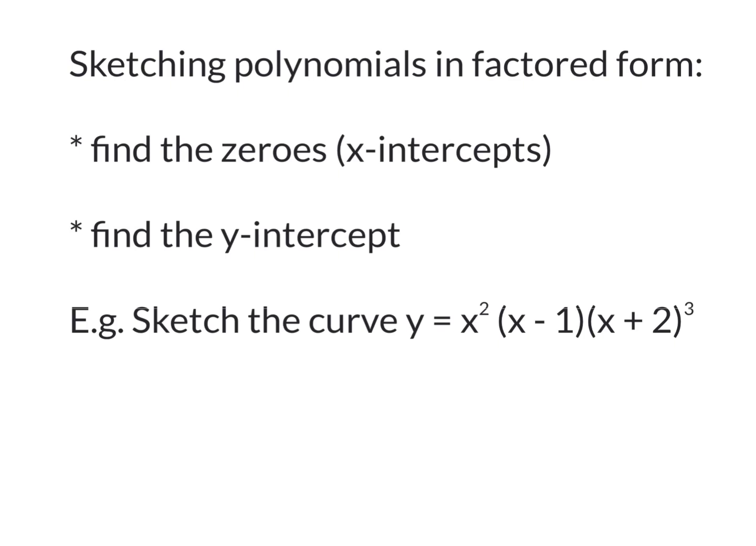So when we sketch polynomials that are in factored form and have the different powers, the first thing is we find the zeros, which are the x-intercepts. So that's when we let y equal 0 and we solve for x. And then we find the y-intercept, which is where we let x equal 0 and solve that. And that finds us our y value, or our y-intercept.